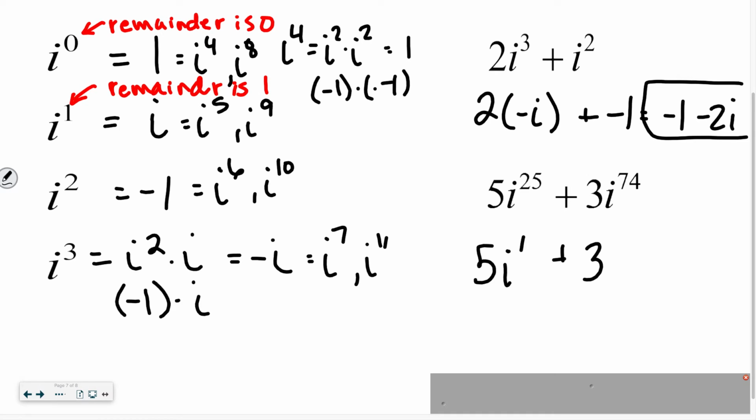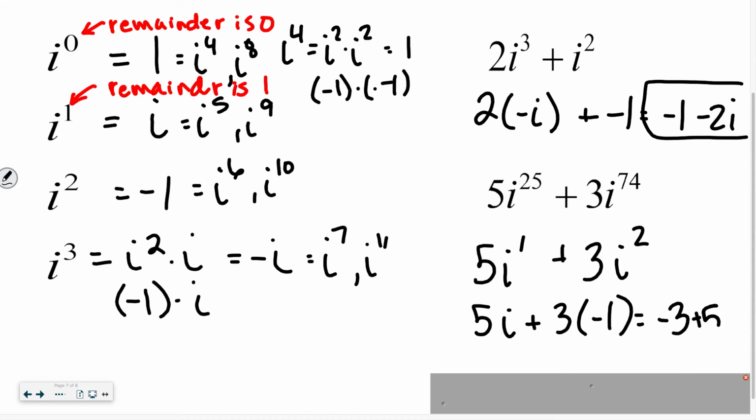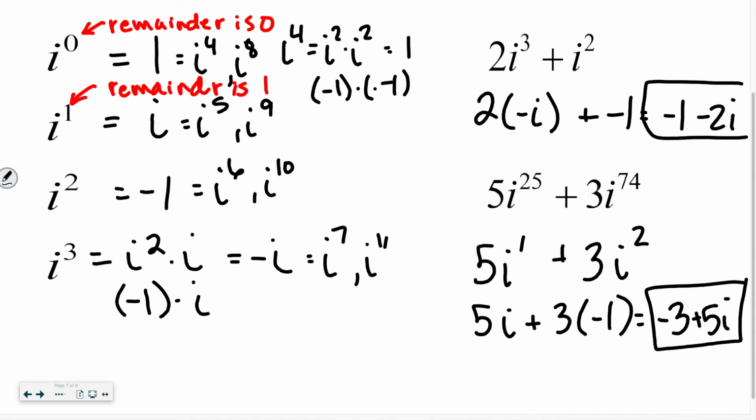Okay, if you divide 74 by 4, what's your remainder? 2 is your remainder, right? 4 goes into 72 18 times, so there's 2 left over, so this is 3i squared. Make the substitutions from the cycle of i. This is 5i plus 3 times negative 1, which of course is negative 3 plus 5i. So you're using the patterns of cycles of i to make less work.